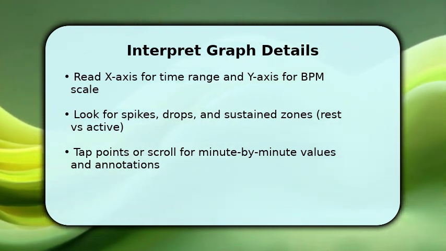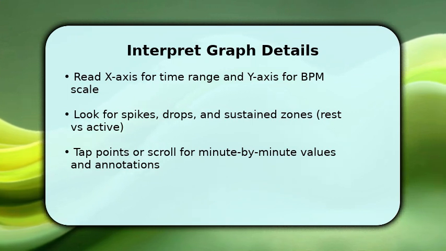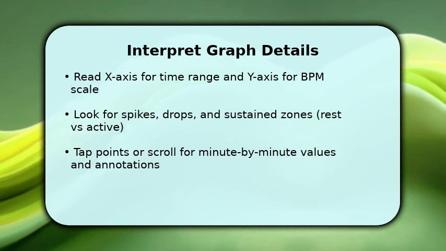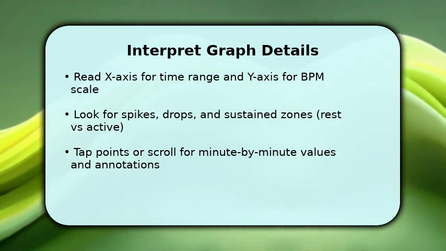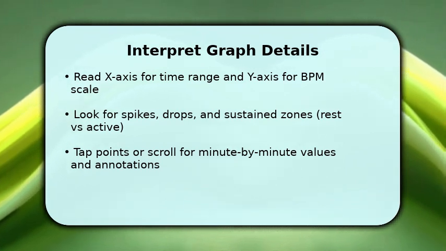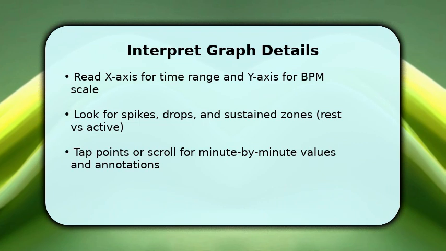Once done, zoom or scroll with the crown to inspect specific minutes and tap peaks to read exact BPM values. This helps you correlate events like workouts, medications, or rest that cause changes. Make note of patterns over hours.